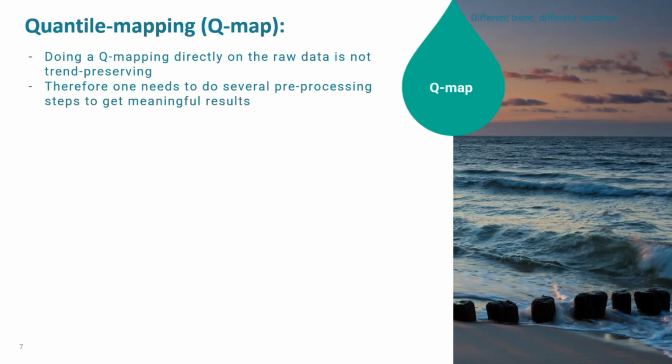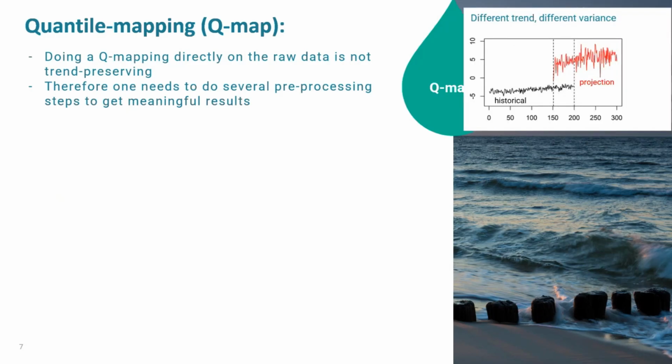The quantile mapping method directly on the raw data is not really trend preserving, so therefore you need to do several pre-processing steps to get a meaningful trend. So for a case here where you have simulated data in a historical time series with a low variance and a specific trend, and a projected time series with a high variance and a different trend, and you want to match the projection to the historical variance and the mean.